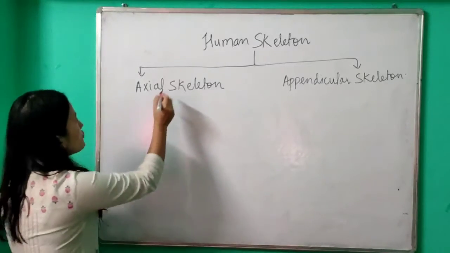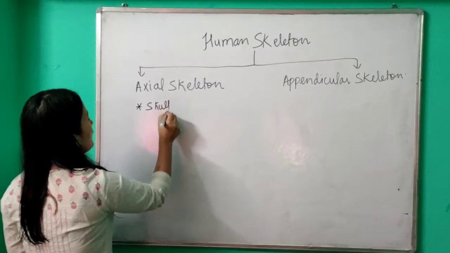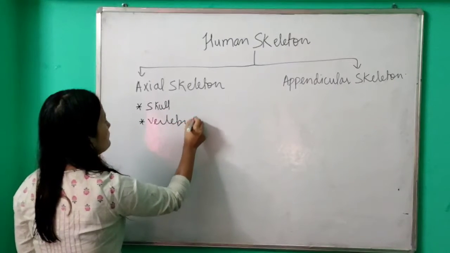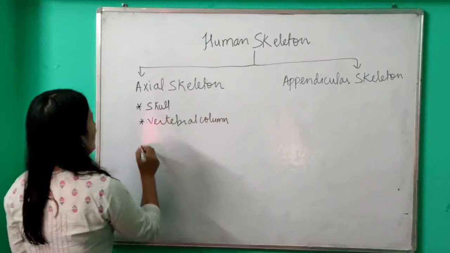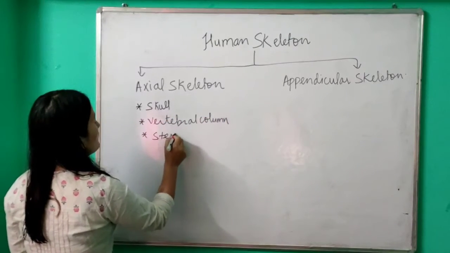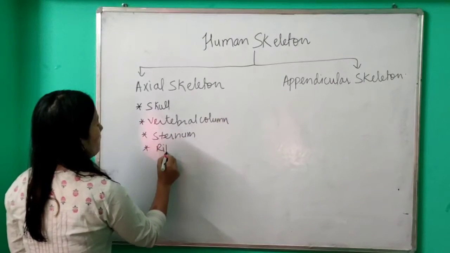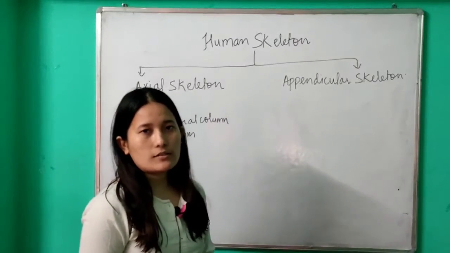Okay, now like I told you, the axial skeleton consists of the skull, then the vertebral column, then you have the sternum and ribs, right? And this forms the main skeletal system.